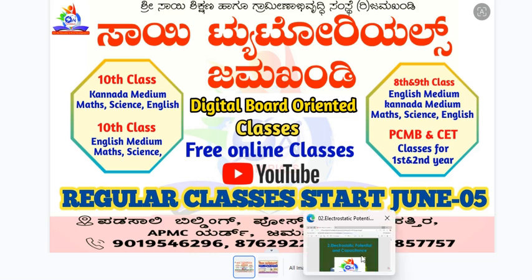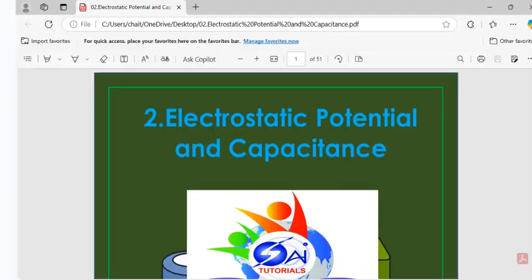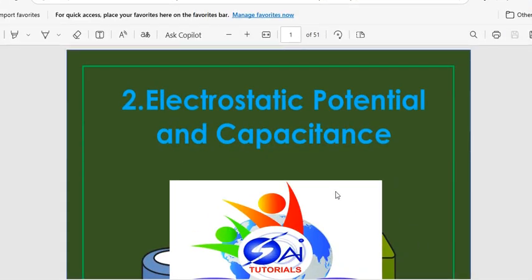So dear students, in the previous session we discussed the second PUC physics first chapter, electric charges and fields. In today's session, I'm going to start the introduction to electrostatic potential and capacitance. Here two concepts are present: one is electrostatic potential and the other is capacitance.